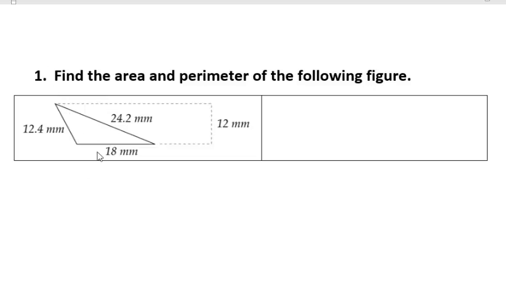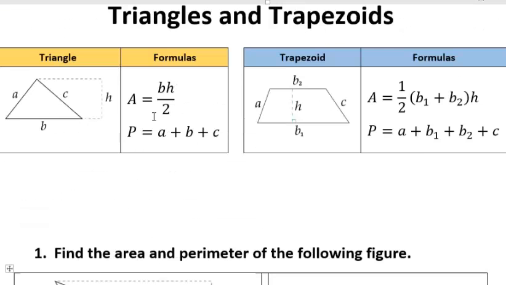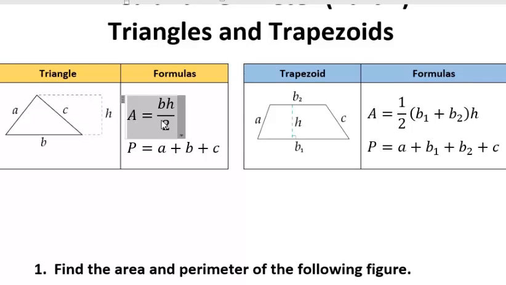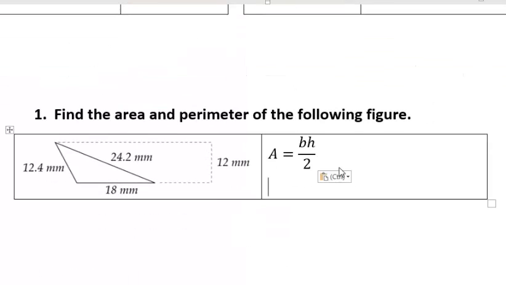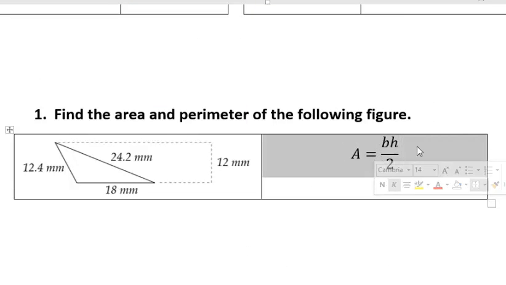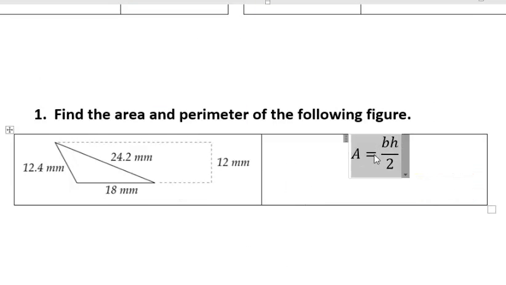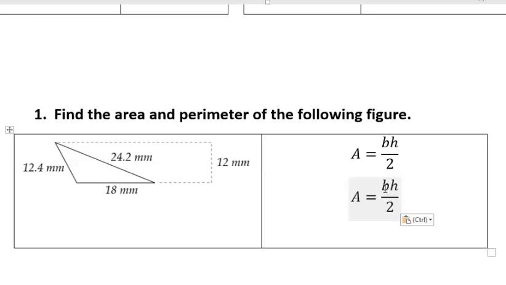You can see this thing is a triangle. I have the three sides of the triangle and the height. Remember, the height is always perpendicular to the base. So I'm going to begin using the formula of area for the triangle. Area of a triangle is base times height divided by 2. So I'm going to multiply the base with the height and then divide it by 2.